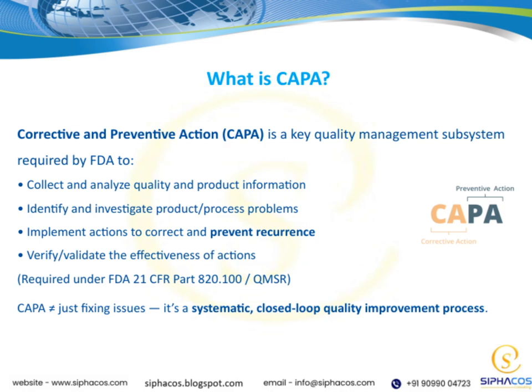It's worth emphasizing that CAPA isn't just about fixing issues. It's a comprehensive, closed-loop approach to quality improvement, making sure that we're not only addressing current problems, but also preventing future ones. This systematic approach aligns with regulatory requirements like FDA 21 CFR Part 820.1 and the Quality Management System Regulation, or QMSR, reinforcing its importance in maintaining high standards across our operations.